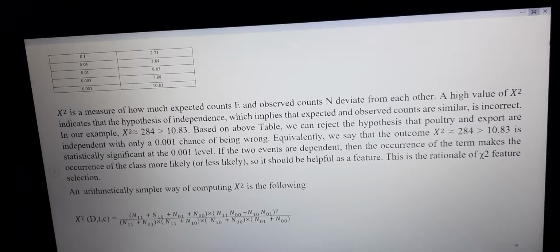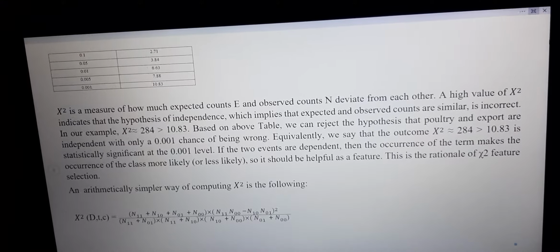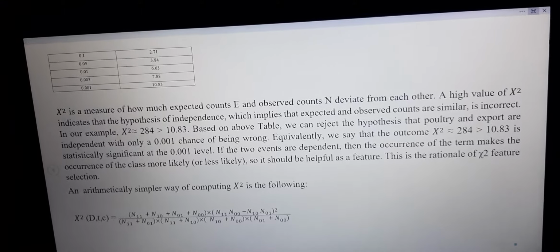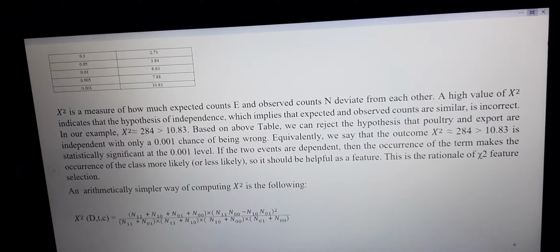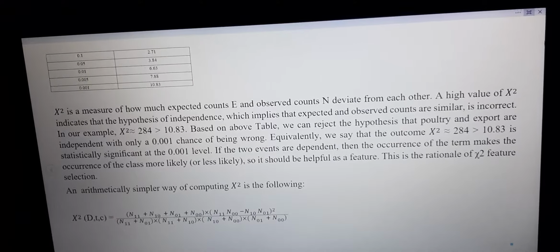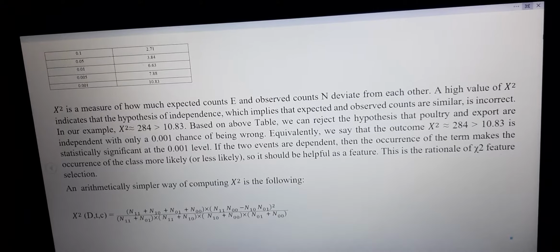If the two events are dependent, then the occurrence of the term makes the occurrence of the class more likely. So it should be helpful as a feature. This is the rationale of X-square feature selection.